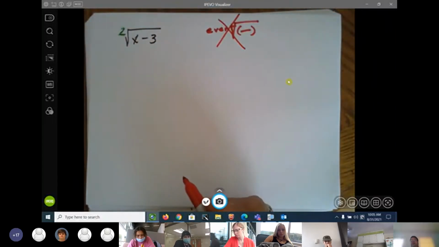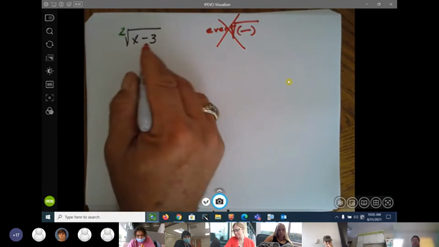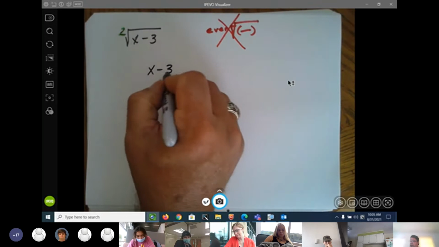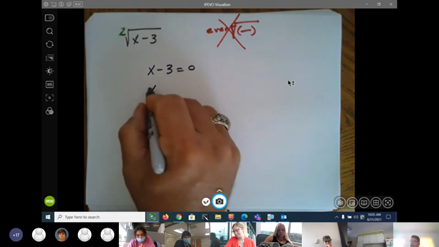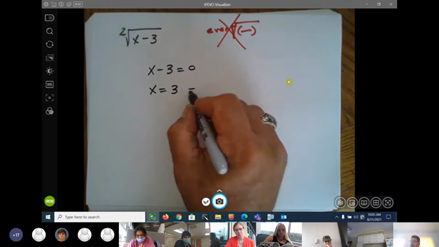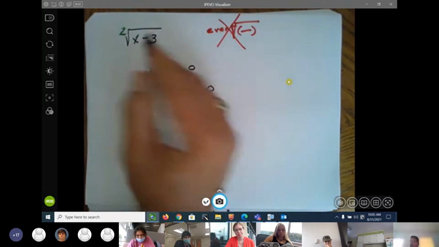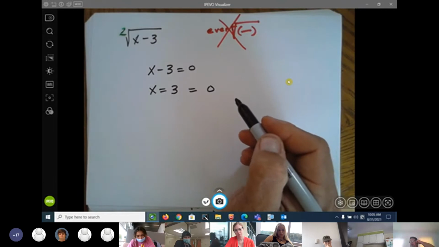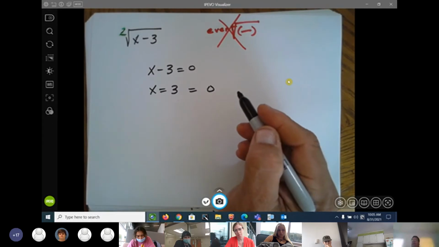You can't take the even root of a negative number. So we have to set this equal to 0 and find out what gives us a negative. x minus 3 is equal to 0, so x is equal to 3. So 3 will give us 0, and you can take the square root of 0, but you can't take the square root of a negative.